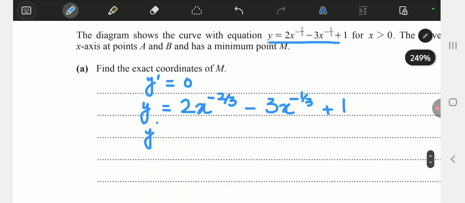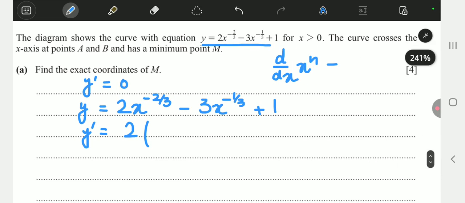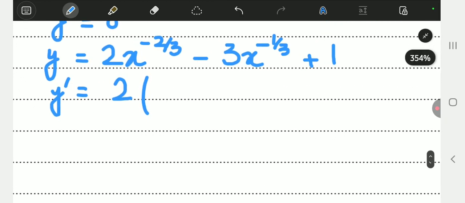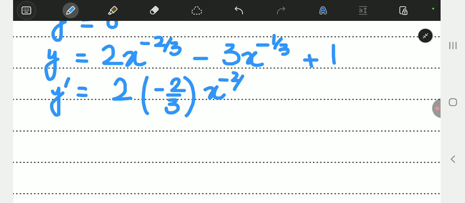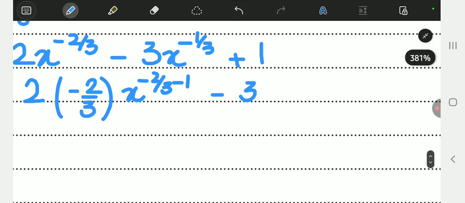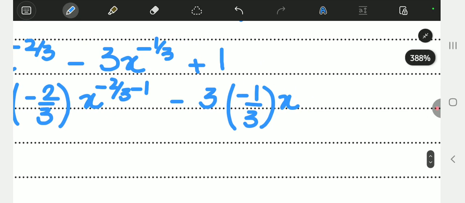So y prime will be 2 times, what do we have as the formula for the derivative of x to the power n? It is nx to the power n minus 1. So minus 2 over 3 times x to the power minus 2 over 3 minus 1, minus 3 times, n is minus 1 over 3, x to the power minus 1 over 3 minus 1, plus 0.